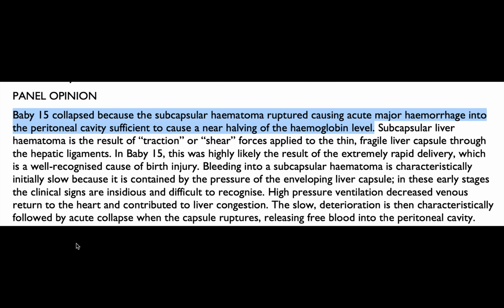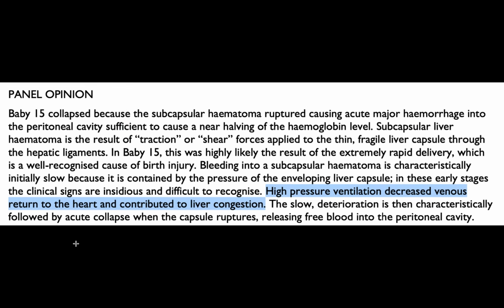The collapse occurred because the subcapsular haematoma ruptured, causing acute major hemorrhage into the peritoneal cavity, sufficient to cause a near halving of the hemoglobin level. You see, the panel also note that high pressure ventilation decreased venous return to the heart and contributed to liver congestion. So in the latest Private Eye today, that's written by Dr. Phil Hammond, he notes that this information about ventilation and this information about the needle was not passed on to either the coroner or the pathologist, and that the likely explanation for this is simply that people on the unit didn't have the knowledge base required to realise that it was significant, which is why they got it wrong in the first place.